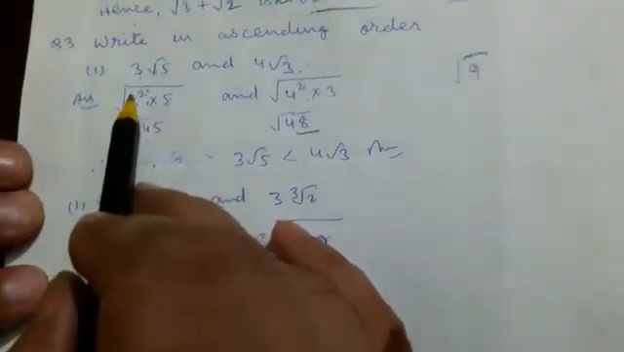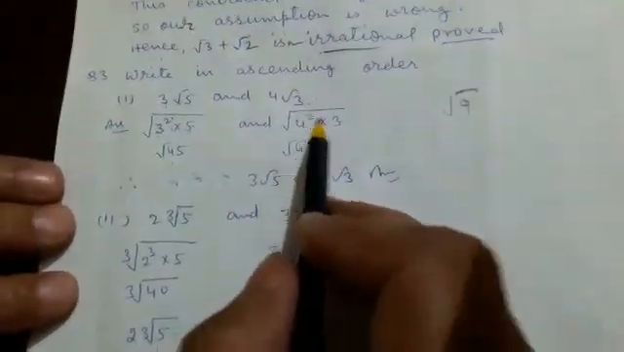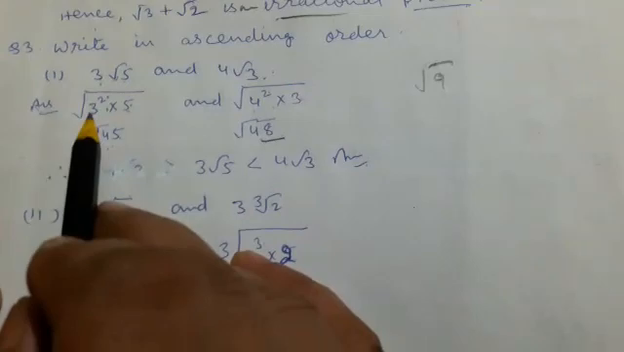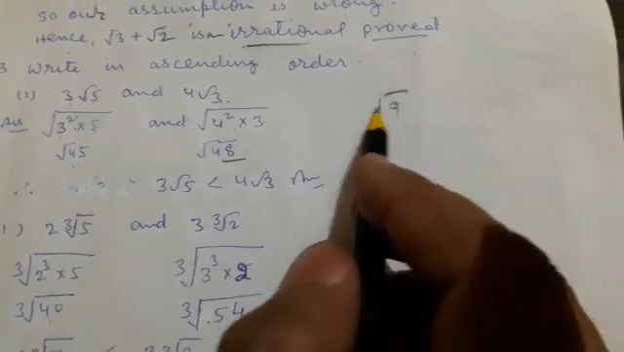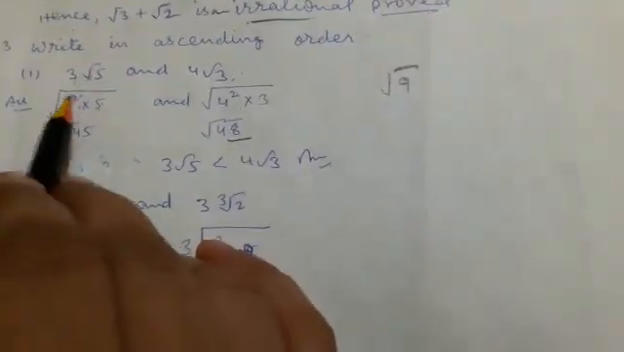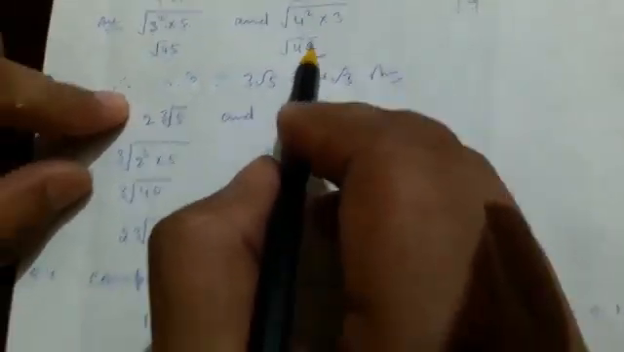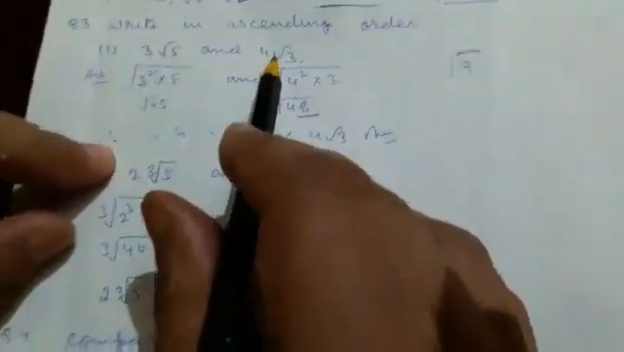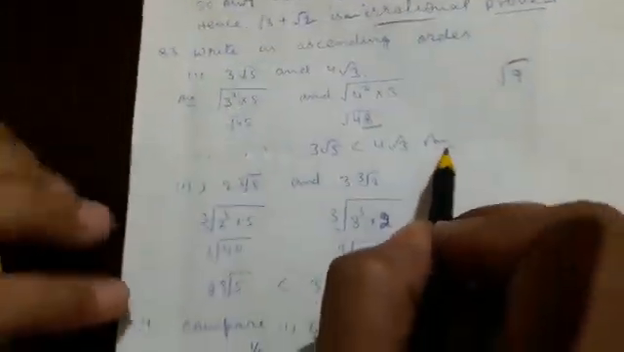It means we will write like this: 3 square into 5 under root and 4 square into 3 under root. 3 can be written like this: 9 square root, that is equal to 3. So 9 can be written as 3 square. So 3 square means 9 into 5, that is 45, and here 16 into 3, that is 48. Which one is bigger? This one is bigger. So we'll write 3 root 5 is smaller than 4 root 3. This will be our answer.